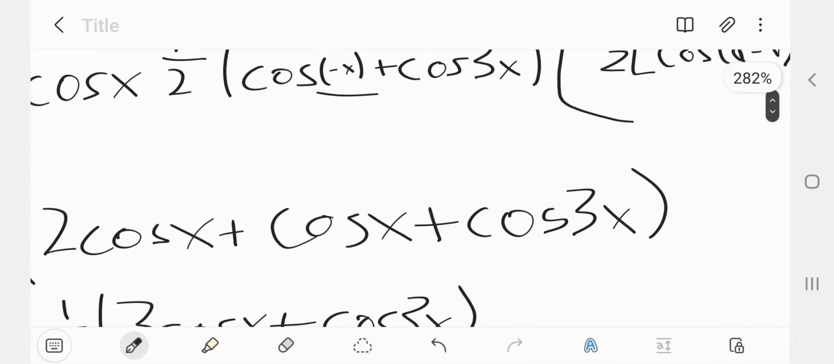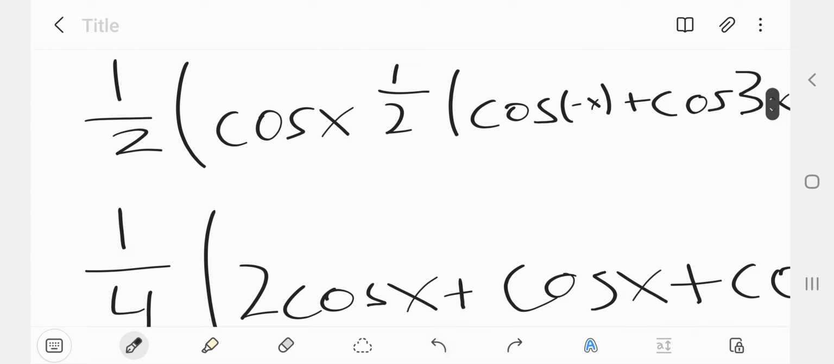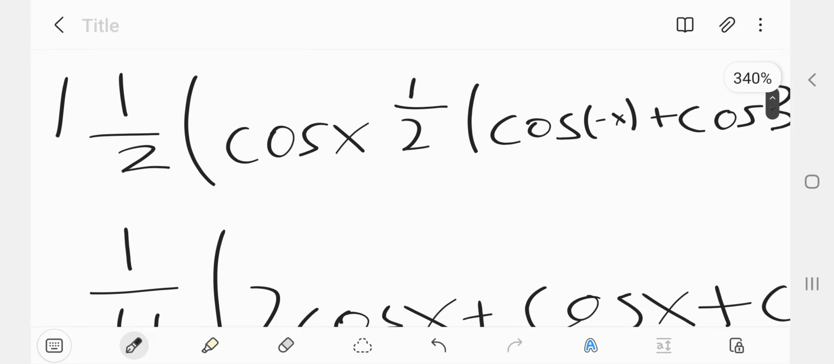I guess we're going to do two things at once. We're going to change this negative x to a positive x because those are actually equal to each other. Cosine x is equal to cosine negative x. That is a rule. And then we're also going to factor out this 1/2 here. Again, we're going to take out another 1/2, factor it out. So now, if we factor it out, it's going to be 1/2 times 1/2, which would then be 1/4.